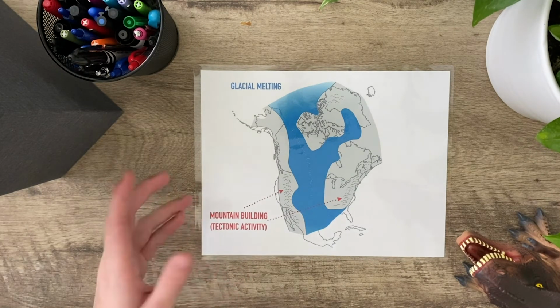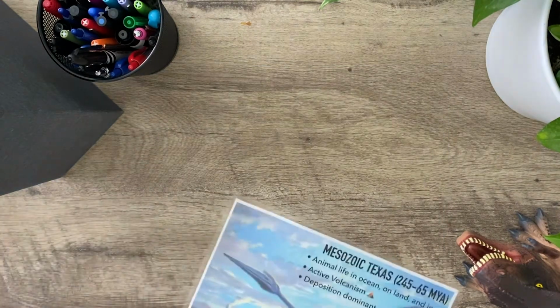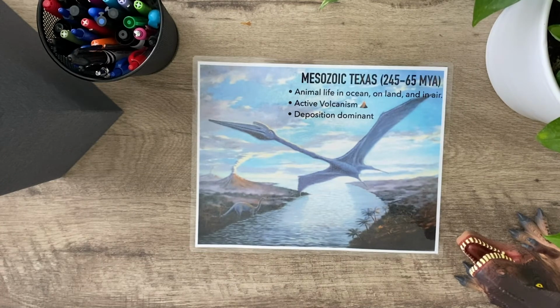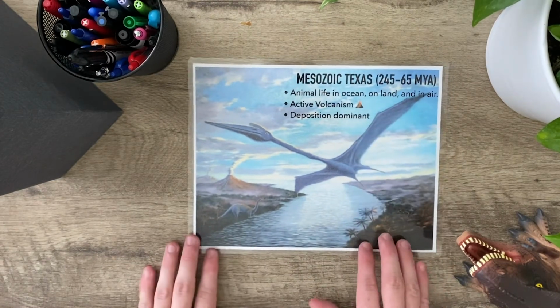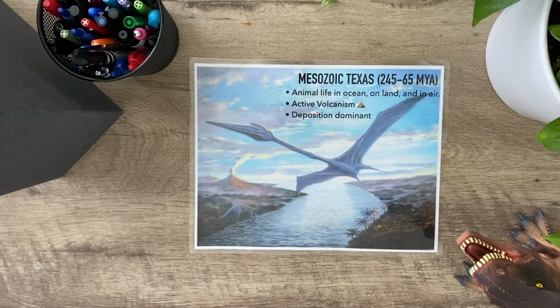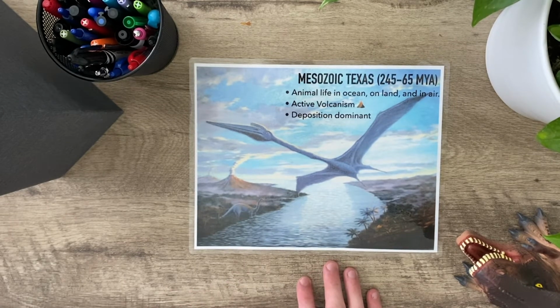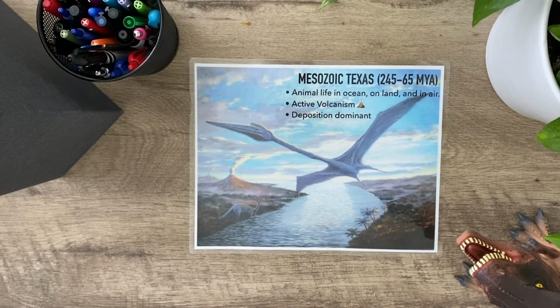So if we think about an artist's rendition of this process, Texas looks something like this now. So this is Mesozoic Texas, again, 245 to 65 million years ago. Animal life has thrived past the oceans. It's now on land, in the air. There would have been a huge amount of dinosaur diversity at this time. Active volcanism occurring because we have that fold thrust belt. It's shifting from the east to the west coast.